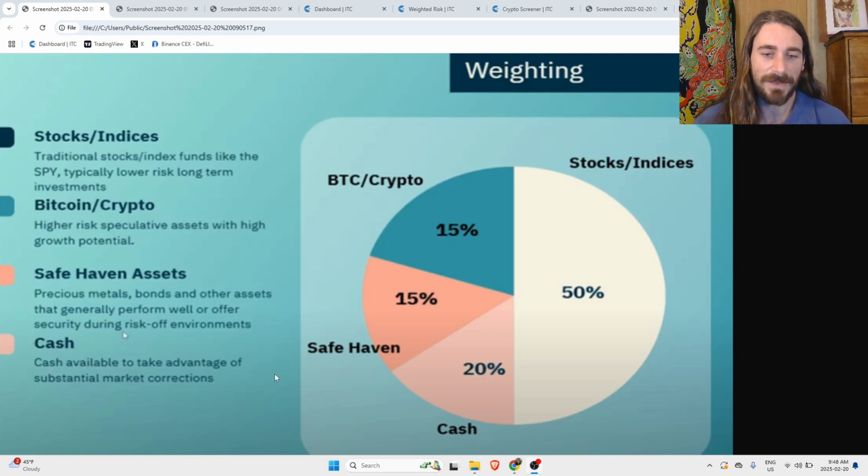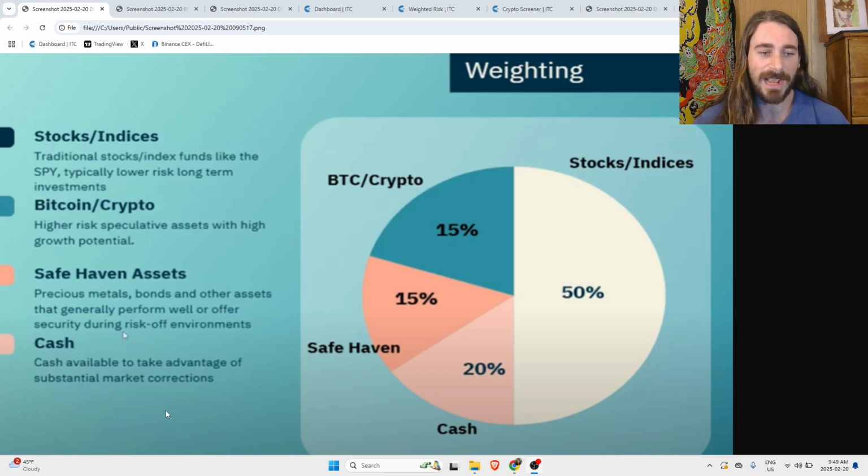We've got our safe haven assets. When I talk about safe havens, I mention them as bonds, precious metals, other less volatile assets that, during risk-off environments or during recessionary periods, tend to do very well, or at least hold their value. So things like gold, real estate, bonds generally do well. But we'll break it down even further.